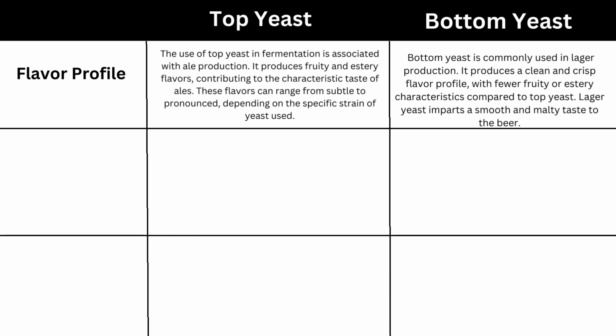Bottom yeast. Bottom yeast is commonly used in lager production. It produces a clean and crisp flavor profile with fewer fruity or estery characteristics compared to top yeast. Lager yeast imparts a smooth and malty taste to the beer.